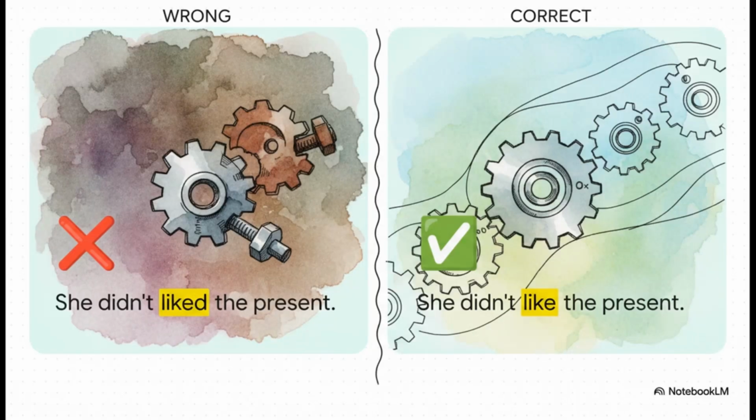Okay, so let's look at our first sentence again. She didn't liked. The word did is already screaming past tense. It's done its job. So liked doesn't need that ED anymore. It can just go back to its simple form, like. She didn't like the present. See how clean that is?